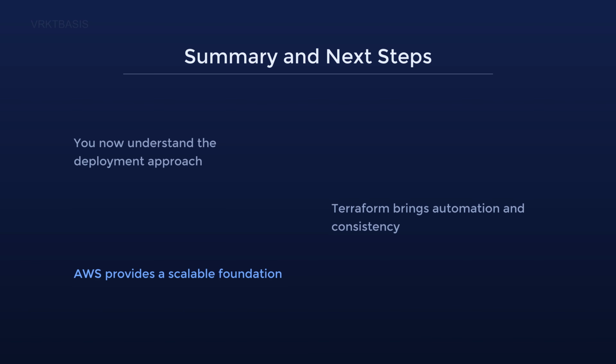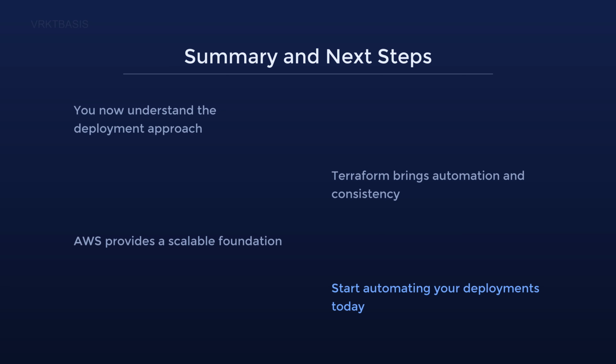So, AWS provides a scalable foundation. While Terraform automates your setup, it needs a reliable platform to build on. AWS delivers that with virtually limitless compute power and storage. This means your SAP BTP solutions can grow seamlessly, handling more users or data without you having to redesign your entire infrastructure from scratch. Now, start automating your deployments today.